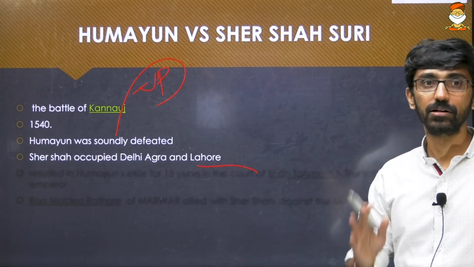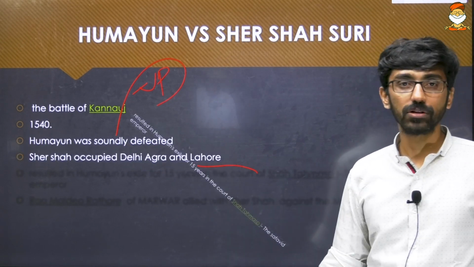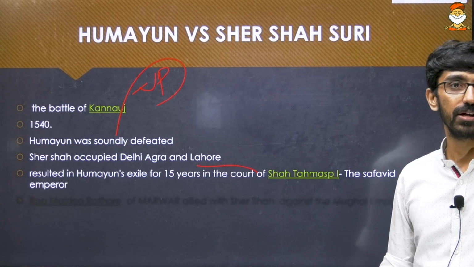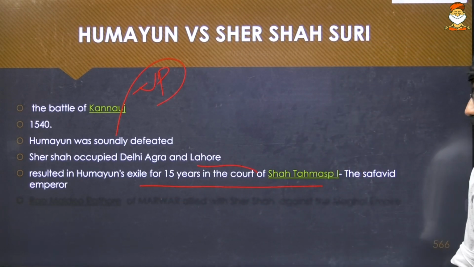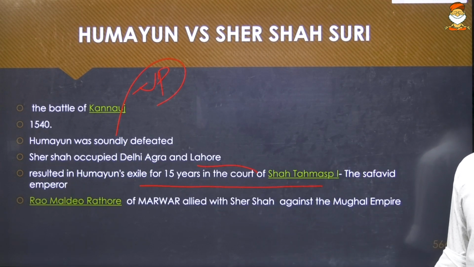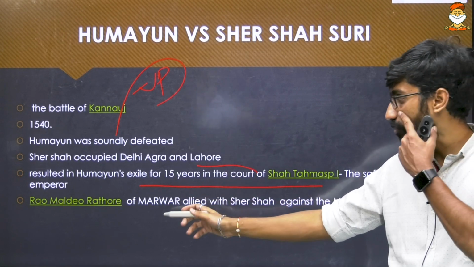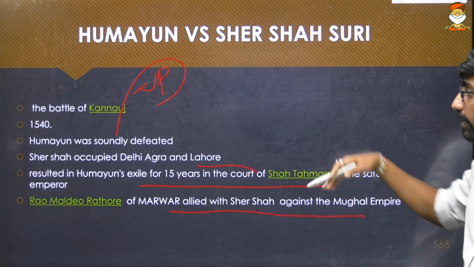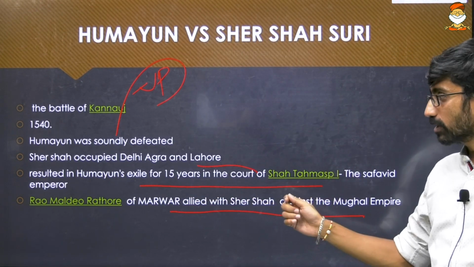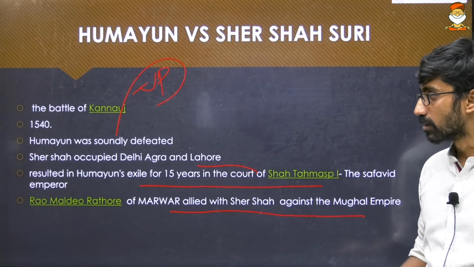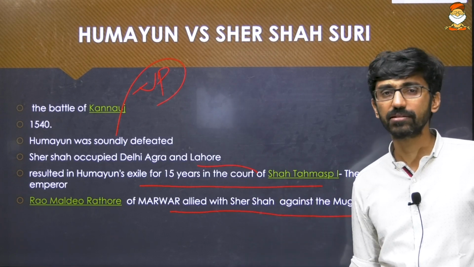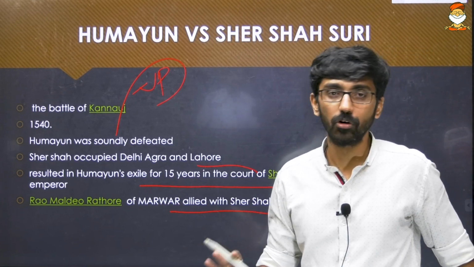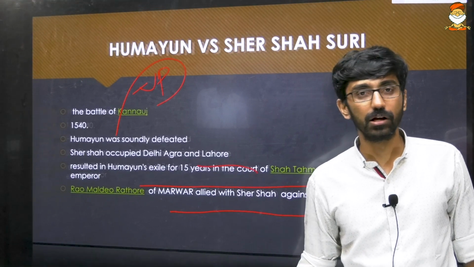Then Humayun went to Iran, and Sher Shah occupied Delhi, Agra, and Lahore, the major areas of the Mughals at that point of time, and this resulted in Humayun's exile for 15 years in the court of Shah Tahmasp. The pronunciation could be different. He was the Safavid emperor in Iran and Iraq. And then again, Rao Maldeo Rathore of Marwar allied with Sher Shah against Humayun. So one of the rulers, Rao Maldeo Rathore, helped Sher Shah in defeating Humayun. So these are the two battles associated with Humayun and Sher Shah: the Battle of Chauza and the Battle of Kanauj.